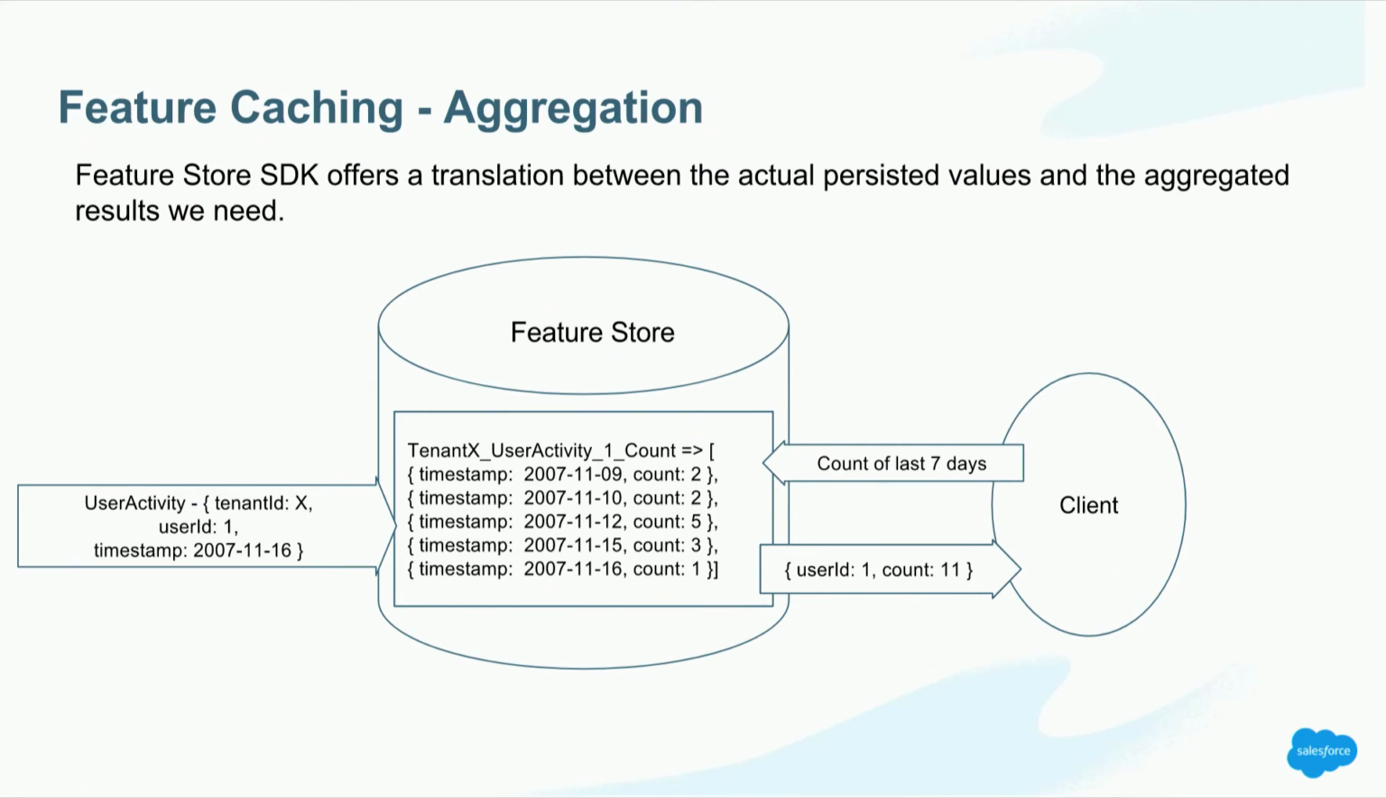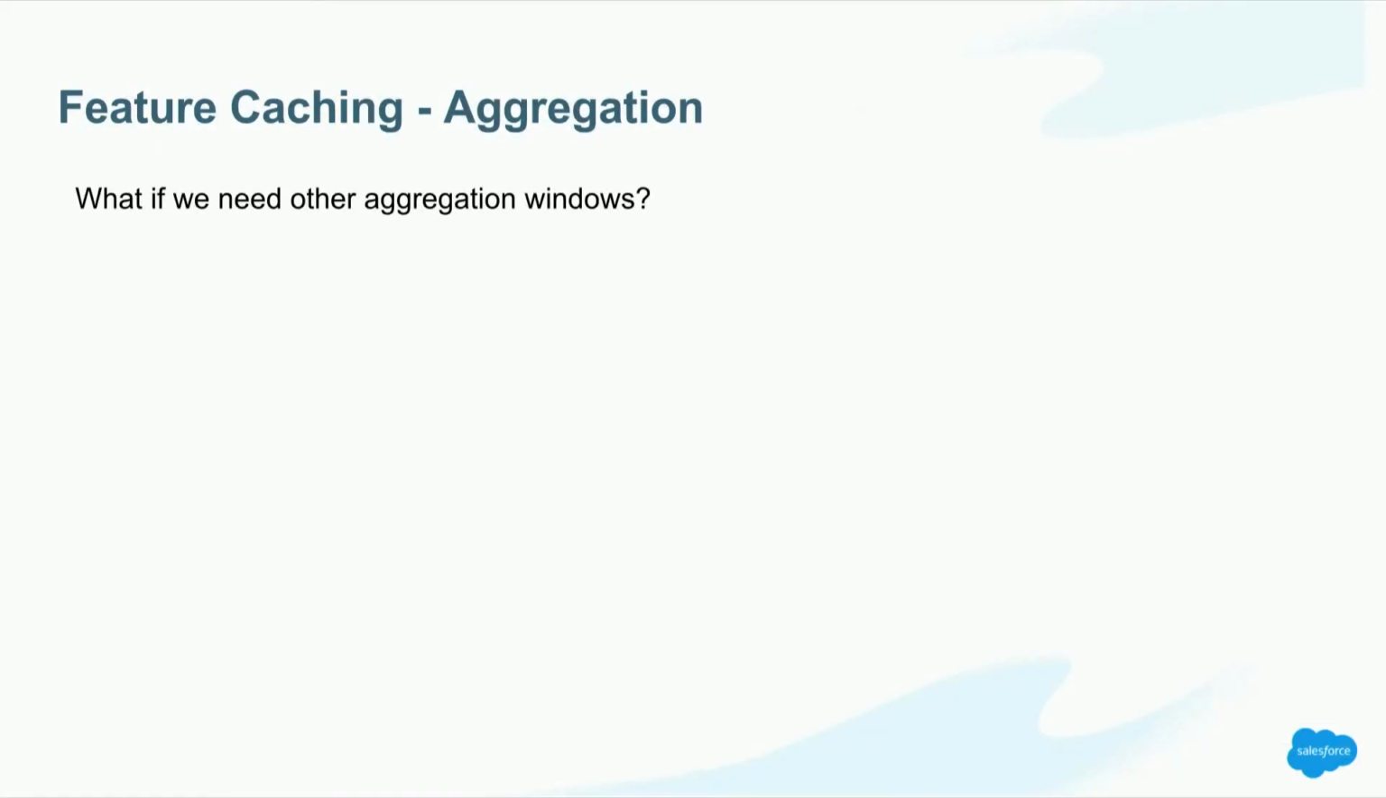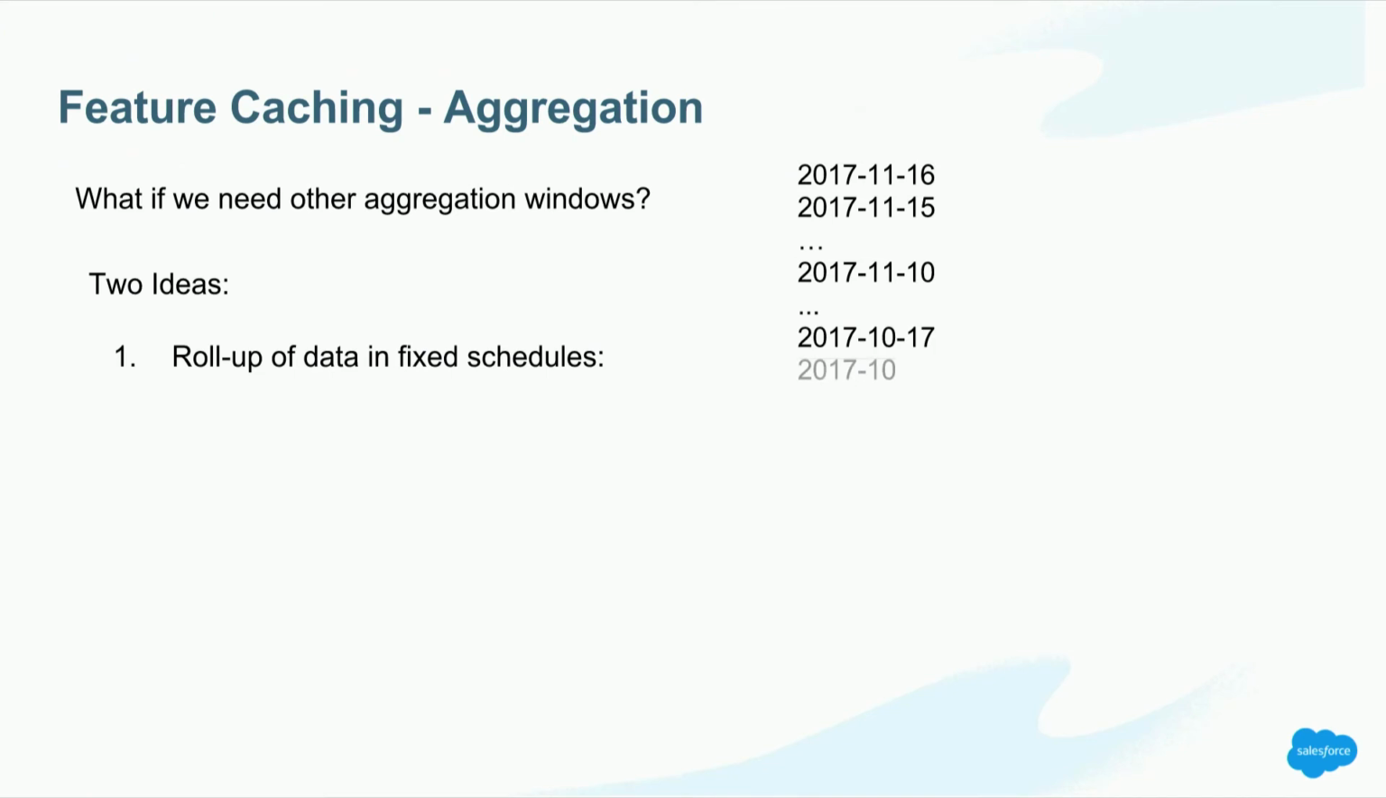There is, of course, the question of what if we need other aggregation windows? That is a problem that we are actively solving, and we have a few ideas floating. One of them is to roll up data in fixed schedules. Basically, we keep daily aggregates up to a certain degree, and then we roll them up into monthly and then yearly aggregates. This way, we can support different access patterns like last 7 days, last month, year to date, or last 12 months.